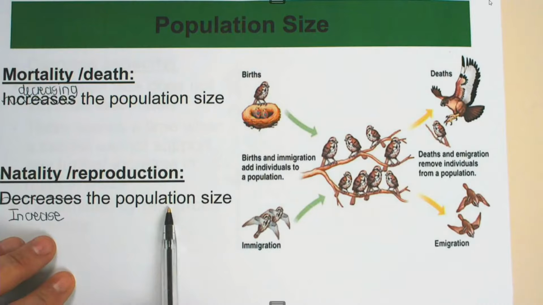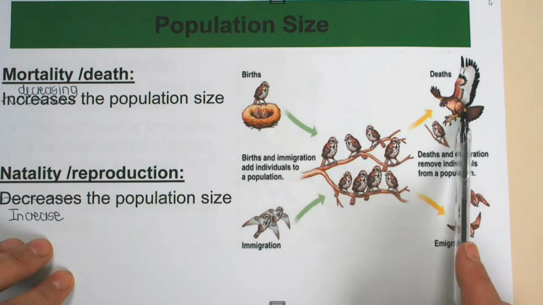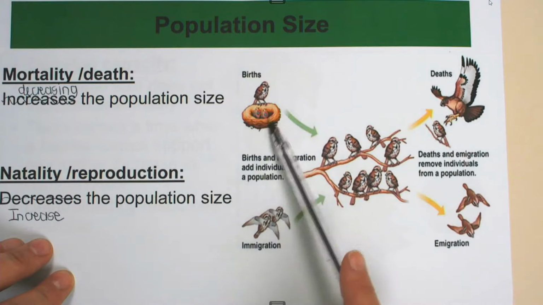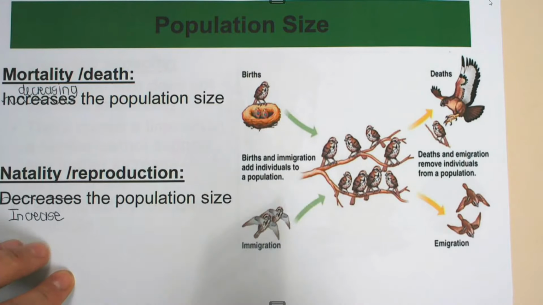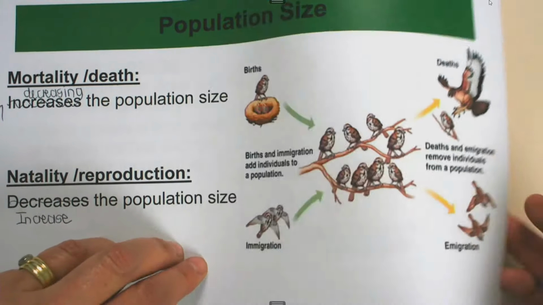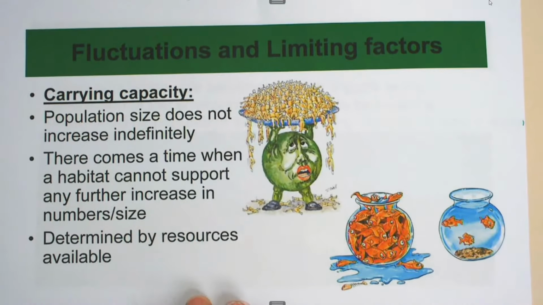There we see it. There we have birds. Again, they die because they get eaten or they become sick. It decreases the population. Okay, when small birds are being born, it increases the population size. Remember mortality, natality.